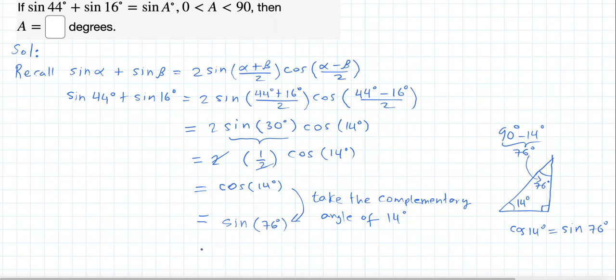All right, so then clearly, since this is supposed to be equal to sine of A degrees, clearly, A must be 76 degrees. And we're done.